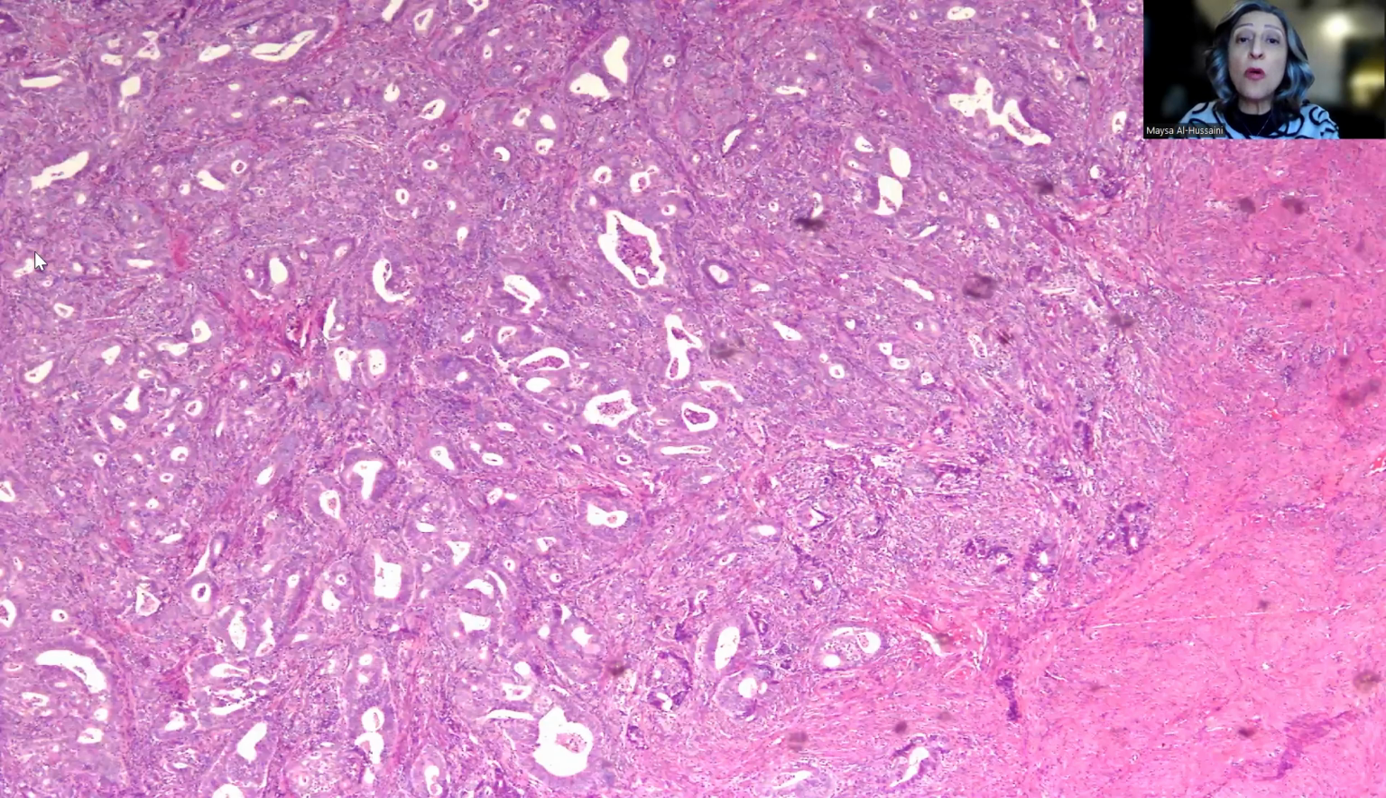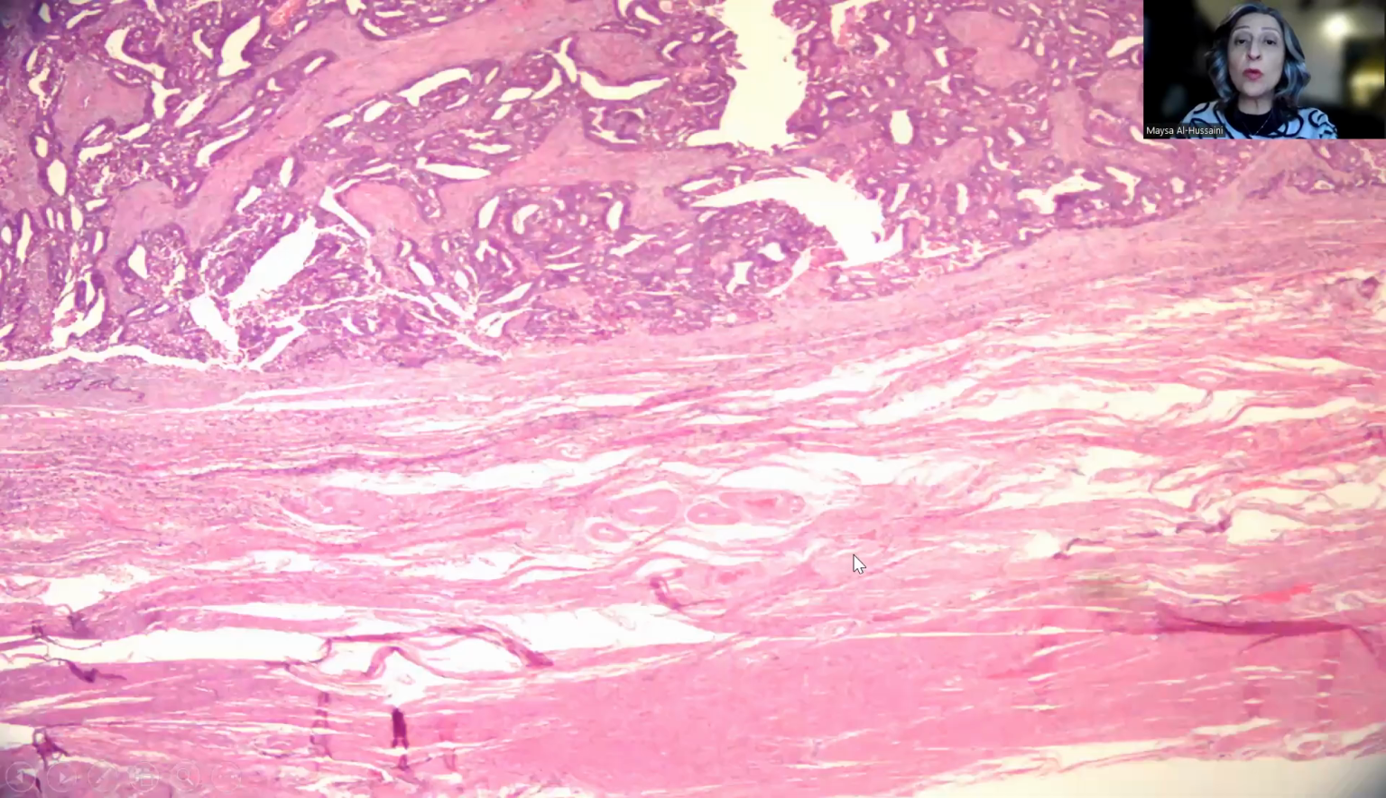Now, this is from the lower uterine segment, and as you can see, the lower uterine segment was extensively involved, and actually the invasion of the lower uterine segment was more than 50% of the thickness of the wall of the lower uterine segment. So the invasion was even more than what was really encountered in the endomyometrium, in the fundus where the tumor was present.